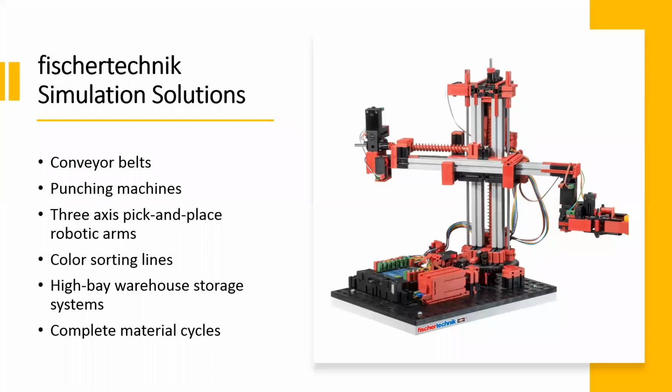Now, besides these individual models which focus on specific automated processes, fischertechnik also offers an integrated factory simulation model. This model consists of 4 individual workstations, a vacuum gripper robot, a high bay storage warehouse, a multi-processing station with an oven, and a sorting line with color detection, which all work together as one self-contained material cycle.